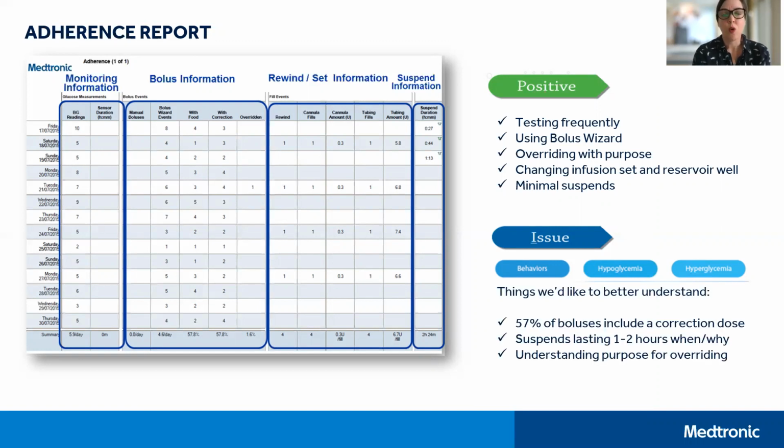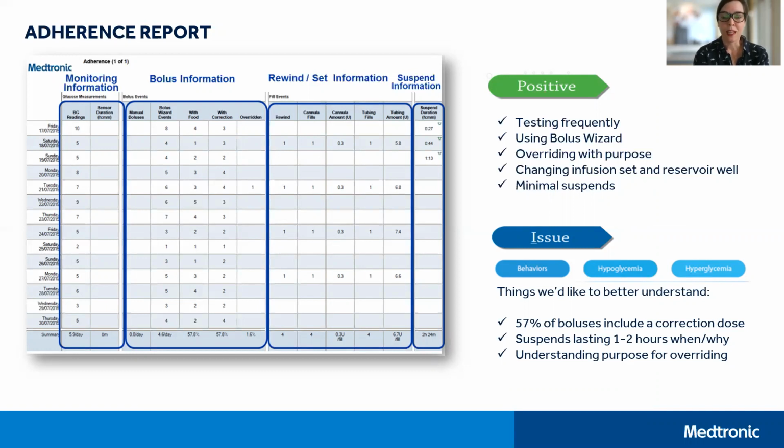Then we would go on to, although I don't like the word issue, I prefer to think about it as things you might want to better understand. And so these things might include that at the bottom row, in the summary row, you can see that 57% of the boluses include a correction dose. Sometimes this can tell us that we're coming into meals on the higher side or above range. We might like to adjust the basal insulin in the background to address that.